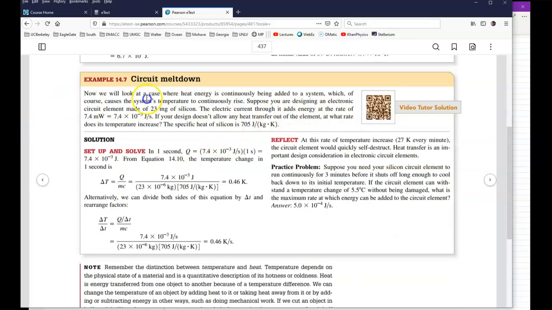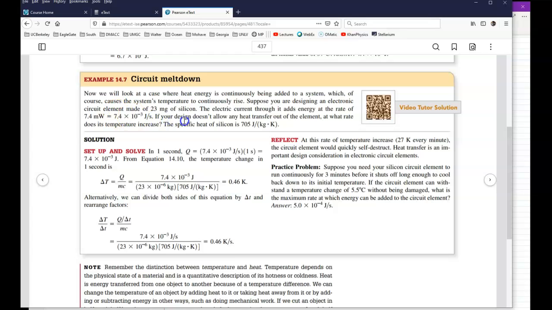Okay, next example, 14.7. It says, suppose you are designing an electronic circuit element made of 23 milligram of silicon. So we have 23 milligram of silicon. The electric current through it adds energy at the rate of 7.4 milliwatt. Now watt, as you know, is a unit of power, so that will be energy per time, joule per second. So we have a rate going on here. It's giving off 7.4 millijoules every second.